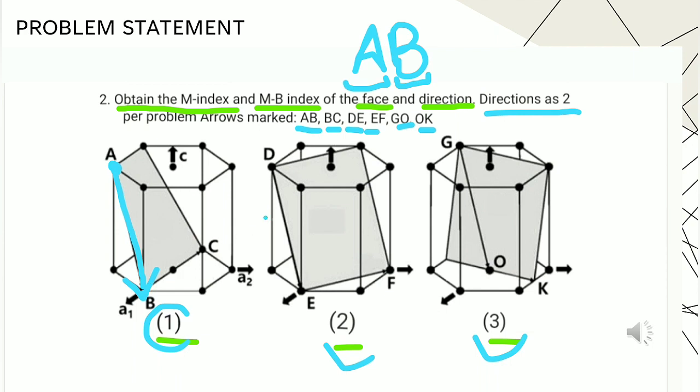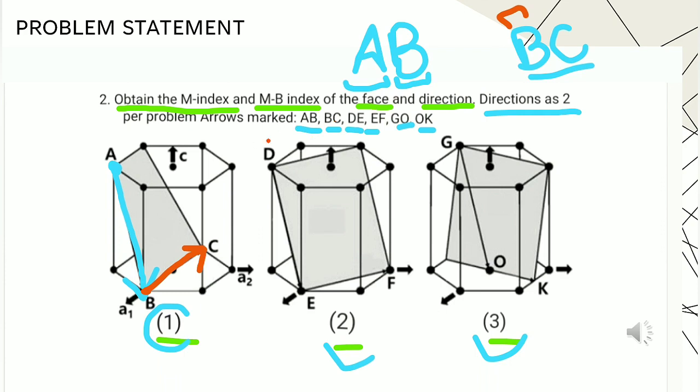Then we have the BC direction, and in a similar way you can draw it. I am showing you this method to draw a direction because sometimes the real direction is not shown and only the symbolic representation is mentioned, so you can easily draw it by knowing that the tail will be at the first alphabet. Here in the second direction case, starting from B, its head will be at point C, so this is the second direction whose indices need to be calculated. And similarly we can draw these vectors for DE, EF, GO and OK.